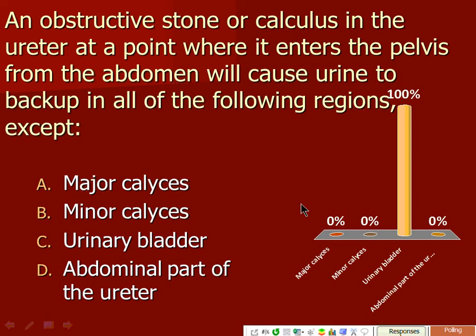So this will cause urine to back up into all of the following regions except... Very good, yes. So everything above will back up. The abdominal part of the ureter will be blocked, the urine will go up, minor, major calyces, but it hasn't yet come into the bladder because the block is before the bladder. So the urinary bladder will not be affected. Good.